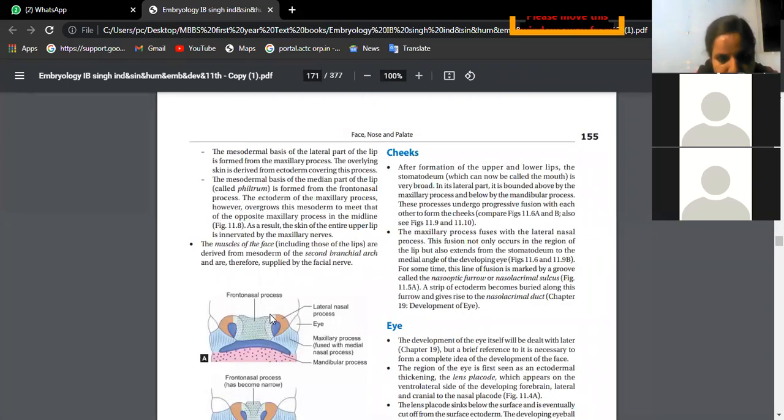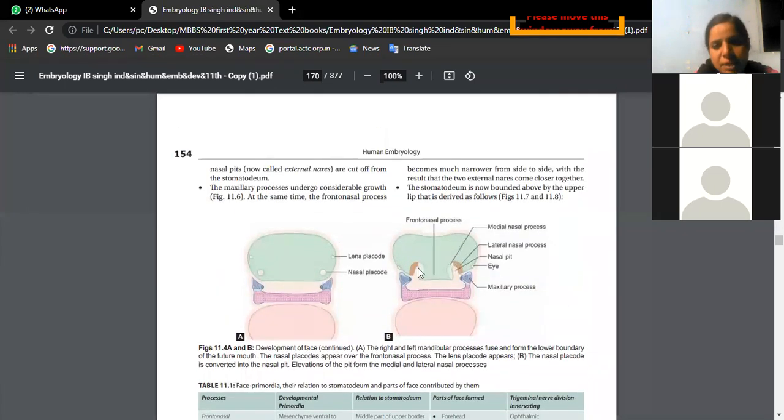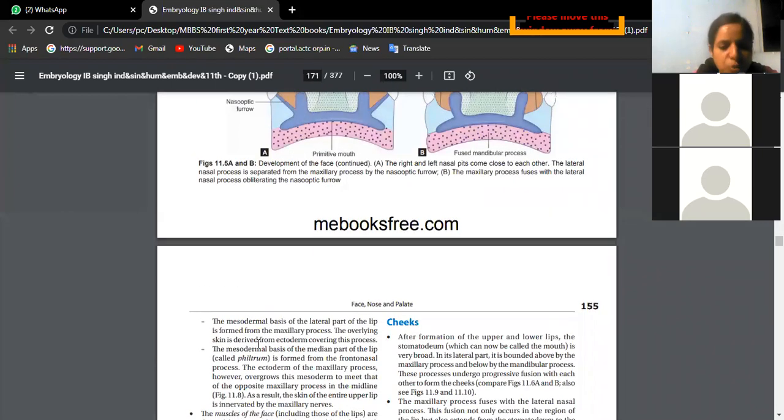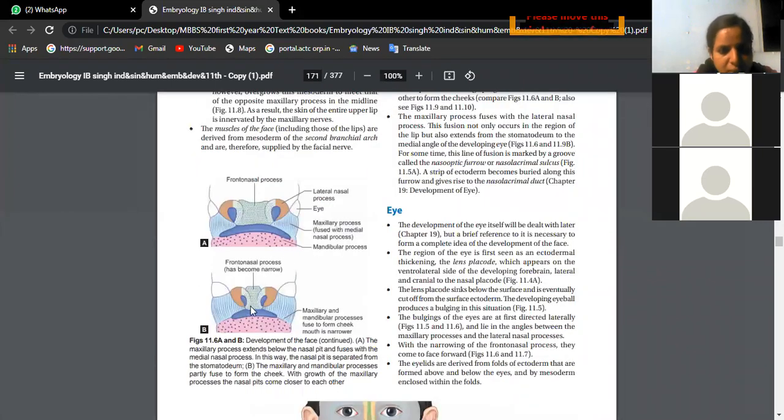Medial nasal process and lateral nasal process. The frontonasal area has reduced very much. Isn't it? It was a little wide. Now you have to show it less. The frontonasal area reduces because the right and left nostrils should come very close. And this frontonasal process will remain as the nasal septum. This blue area is the maxillary process, and the pink area is the mandibular process. Okay. Now see here.